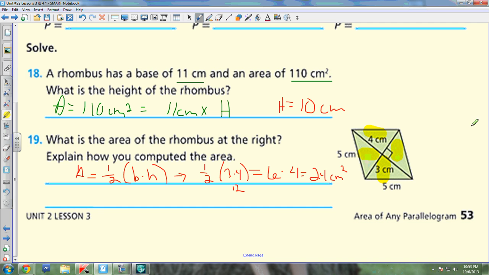So if you look at the 3 and the 4, it would be 1/2 times 3 times 4, which would be 12, because this would be an actual side. And half of that would be 6, and then remember we have 4 of them, so if you took 6 times 4, you end up with 24 centimeters squared. So go ahead and copy number 19 down as well.